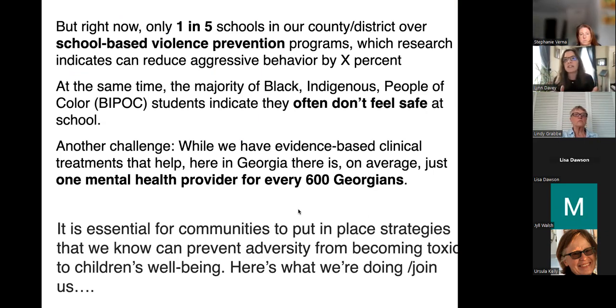Then we could use data like this: only 1 in 5 schools in our county offer school-based violence prevention programs, which research indicates can reduce aggressive behavior. At the same time, BIPOC students indicate they don't feel safe at school. Like, trying to tell a story with the data. You could also say we have this other challenge. We have evidence-based clinical treatments that can help. But here in Georgia, on average, there's one mental health provider for every 600 Georgians. What are we going to do about that? So we have to put in place strategies that can prevent adversity. Then you could put in a solution that's connected to that data.